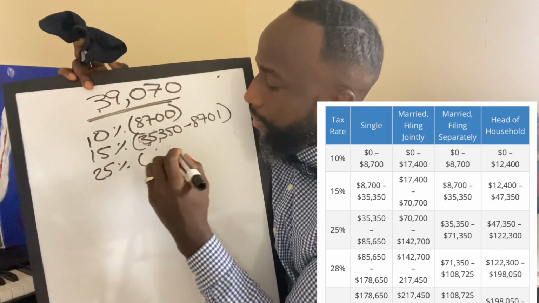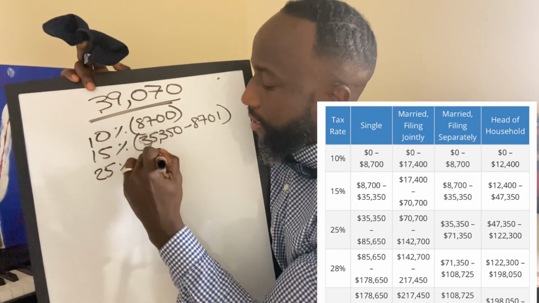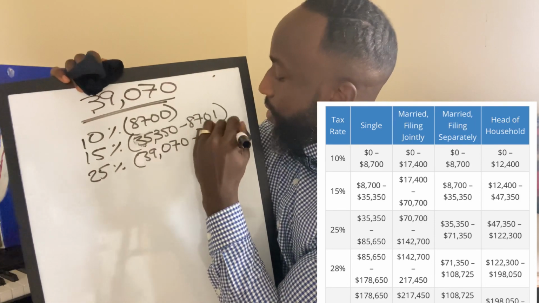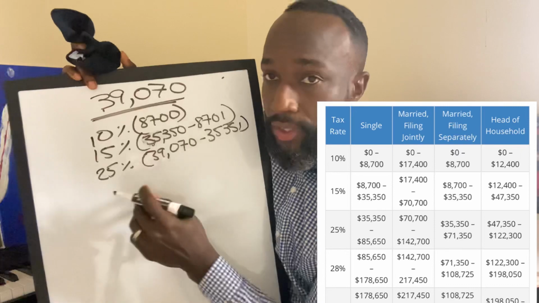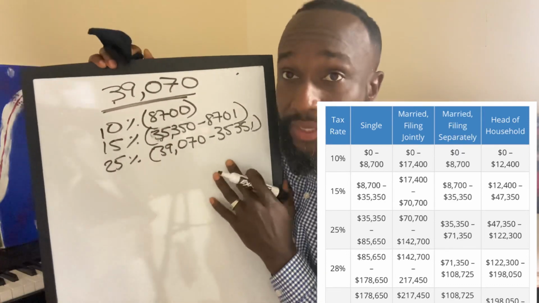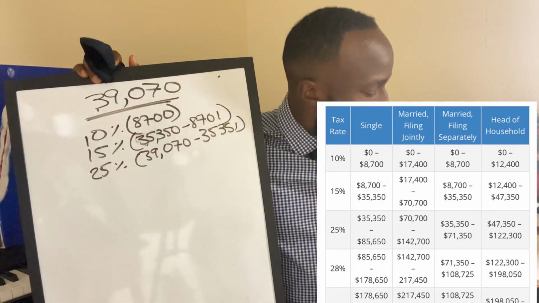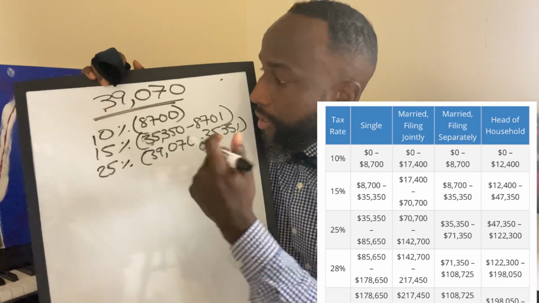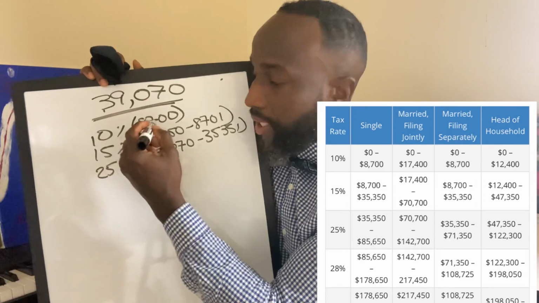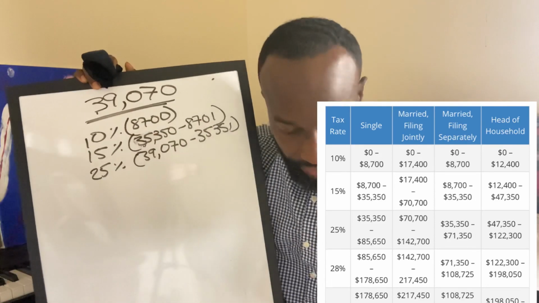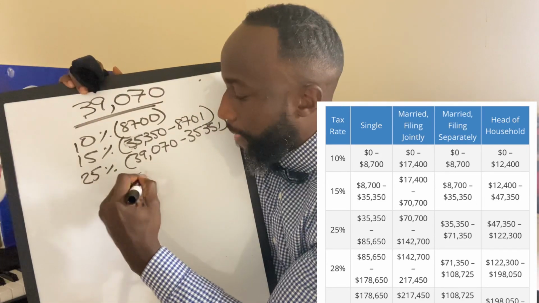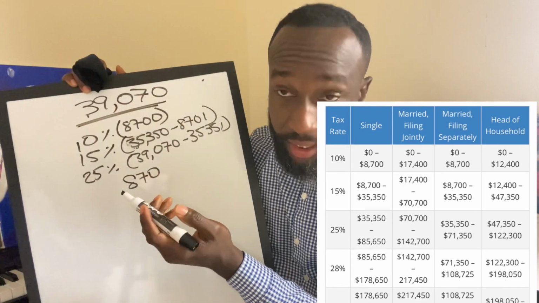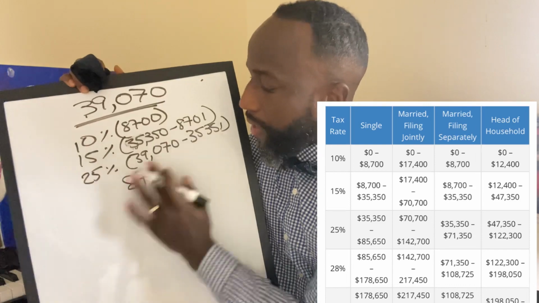All right. So it'll be the 39,070 minus the 35,351, right? You do this math, and then we'll figure out how much his tax is, right? And so, again, because we're pressed for time and I just want you to understand it, we'll do the math. So it's 10% of 8,700, which is 870, right? 15% of this difference, which was 26,649.